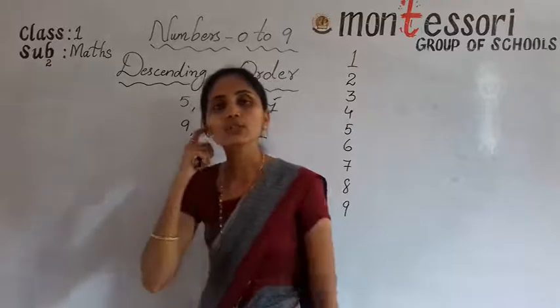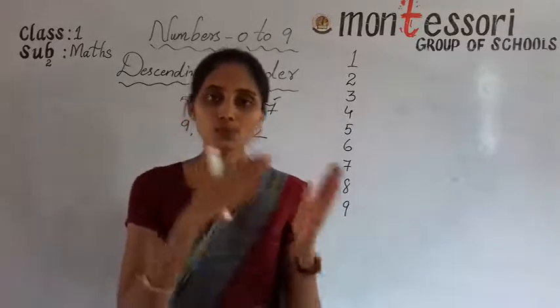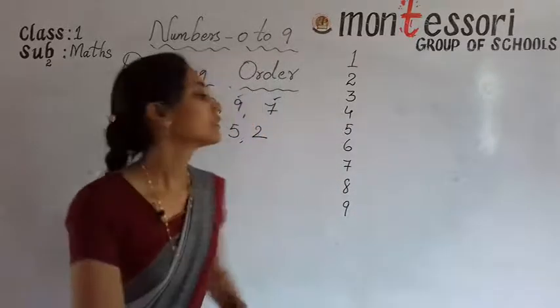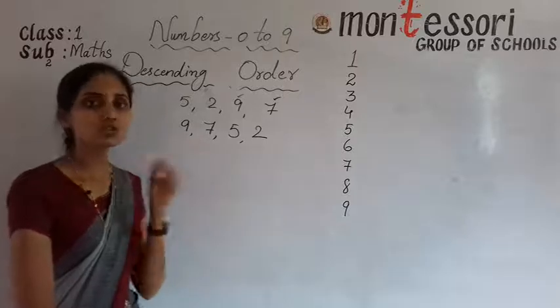In ascending order, you arrange the numbers from small to big. In descending order, from big to small.